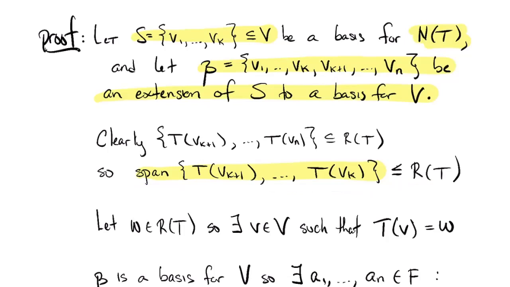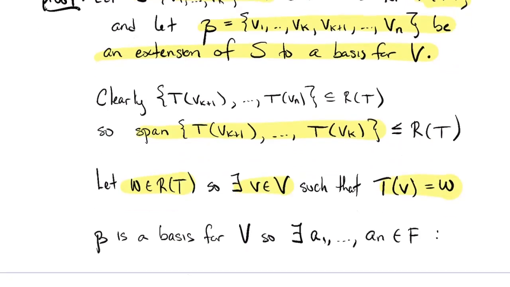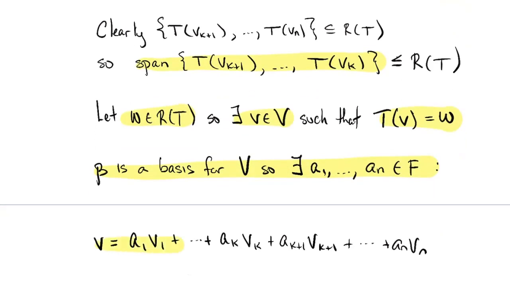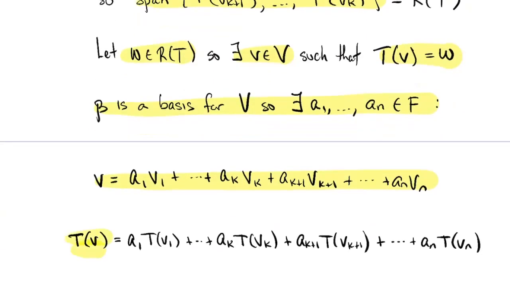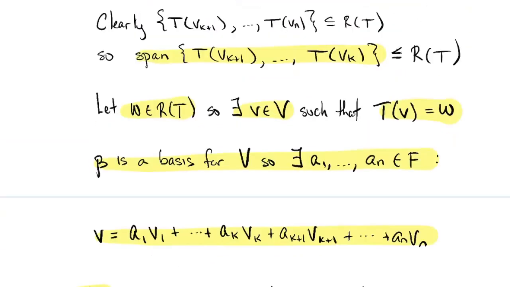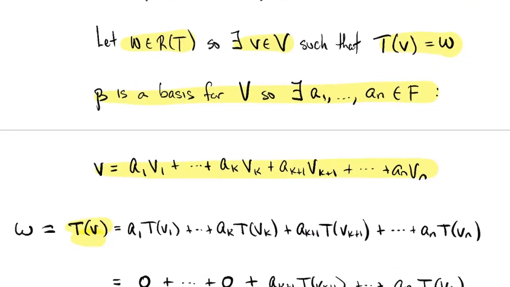Okay, so now give me an element of the range. Take any vector in the range. Well, what would that mean? It means there's some vector in the domain that maps to it, right? Beta is a basis for the domain, so I can find scalars to write that vector v as a linear combination of my vectors in beta, right? If I take T of that v, well, first of all, I get w. We said that T of v was w. What was w? w was any element in the range of T.